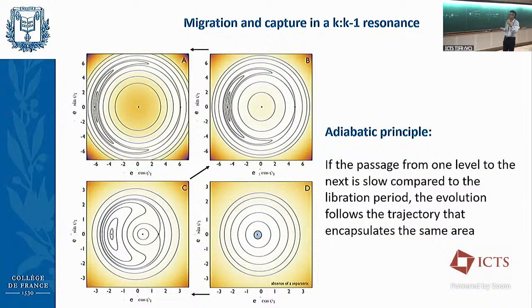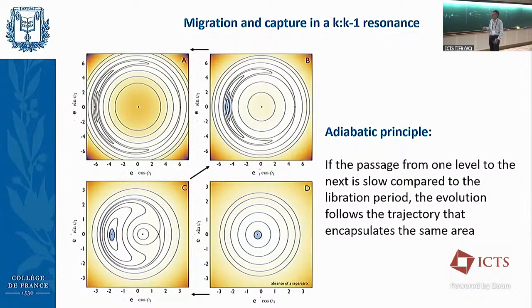So for instance, if away from the resonance I have a small eccentricity, my orbit is this one and encapsulates this small area around the equilibrium point. When the planet reaches this level, it will have to be on one of these orbits. Which one? The one that encapsulates the same area that I had at the beginning. I hope we've done the drawing correctly. And then when it moves from this level to this level, again, there are many orbits that we can choose from. And the trajectory that we have to choose is the one that still has the same area. This is the adiabatic principle.